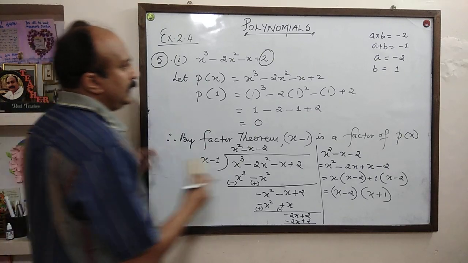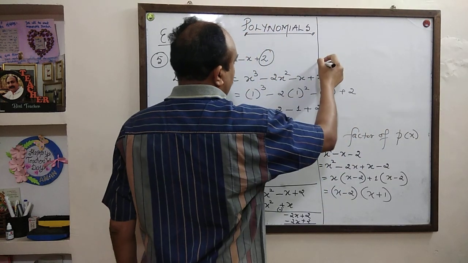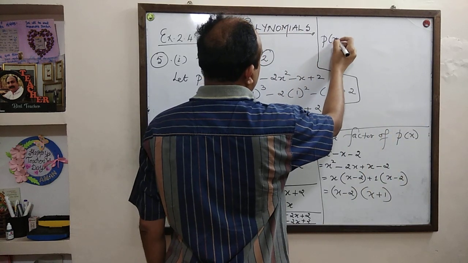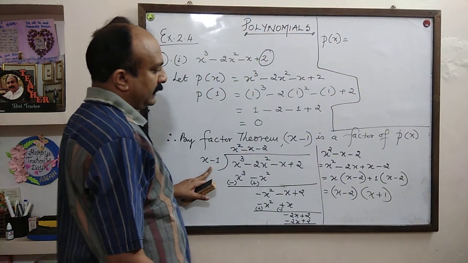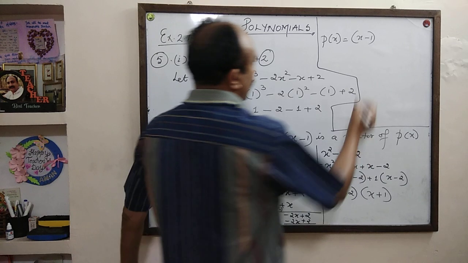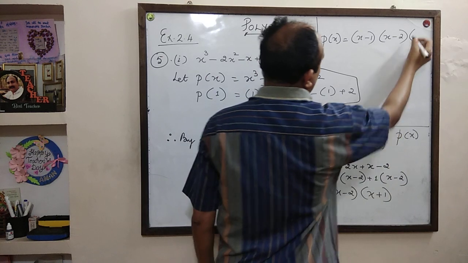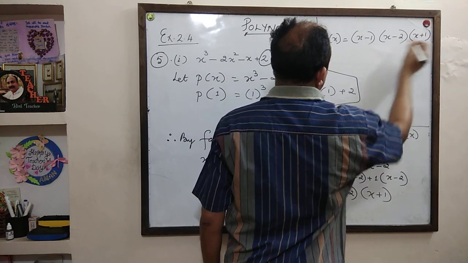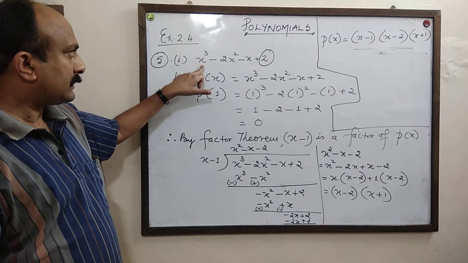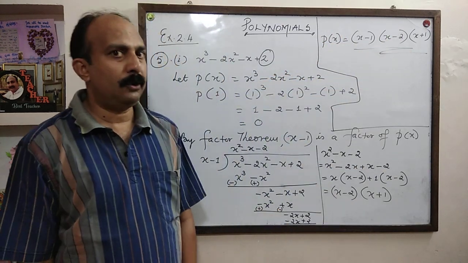Now we can write finally, therefore, px can be written as the first factor x minus 1, second factor x minus 2, and third factor x plus 1. So this is the final answer for this cubic polynomial. We got exactly 3 factors. I hope you understood.